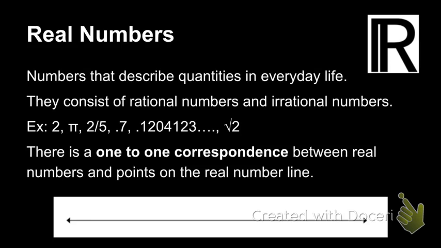Pi and root 2 are irrational numbers, and so is that decimal that goes on without any pattern, and the other three are rational numbers, and we'll learn about the difference in a second. One thing to point out: there is a one-to-one correspondence between real numbers and points on a number line. That means every real number has a place on a number line, and there's an infinite amount of points on that number line.